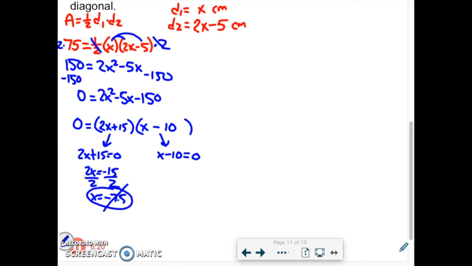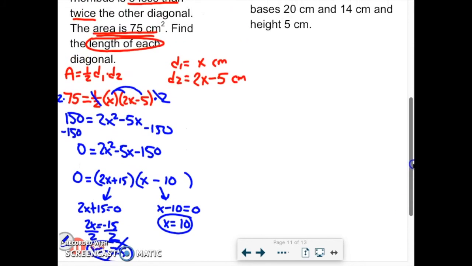This answer doesn't make sense. My diagonal can't be negative. All I have to do to solve the one on the right is add 10 over. So x is 10, my value of x this time. But now, after all that work, I have to think about what the question was, which was the length of each diagonal. So I need to take that 10 and plug it in to find my answers now.